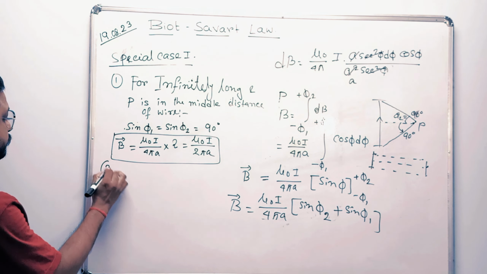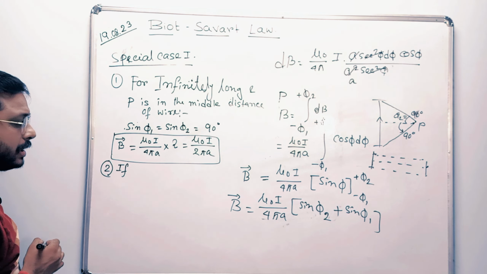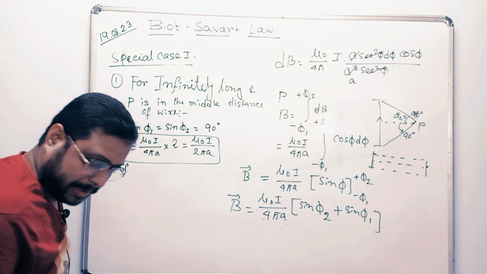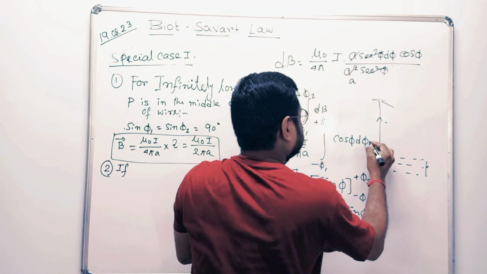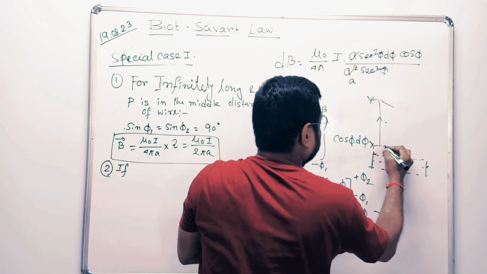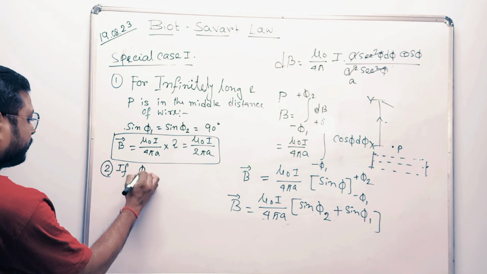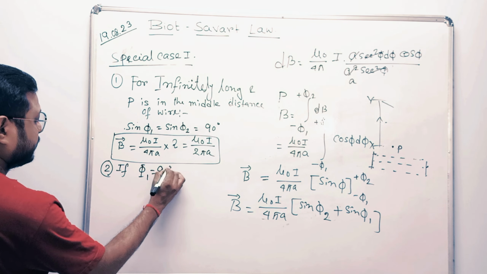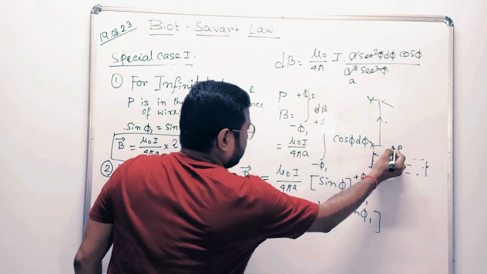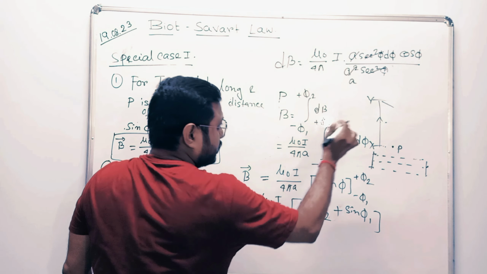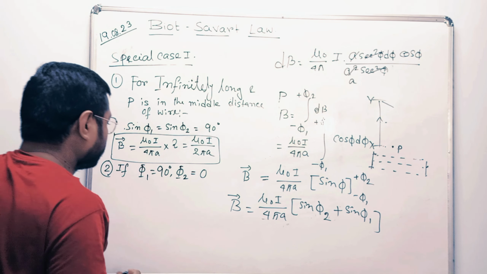Number 2: if the wire is infinitely long, but P is at one of the ends. Suppose this is XY and P is near the point X. In this case, phi 1 becomes 90 degrees, but phi 2 becomes 0, because if P is very close to the end, then the angle with respect to it becomes negligible and goes to zero.